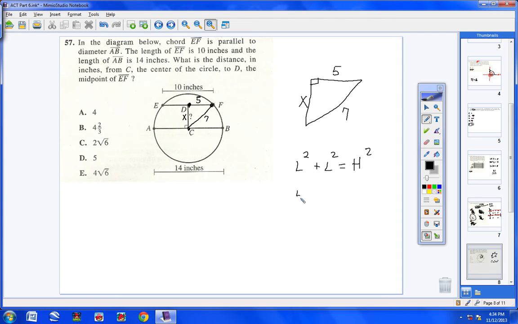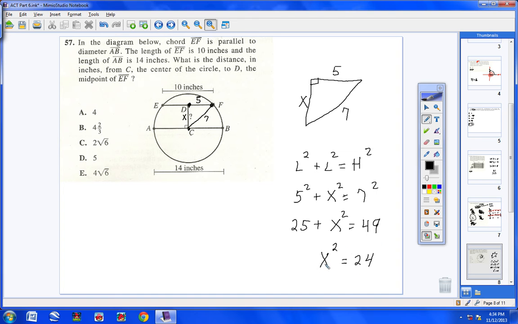So one of my legs is 5 squared. My other leg is X squared. My hypotenuse is 7, so 7 squared. So I have 25 plus X squared equals 49. Now bring your 25 over and make it a negative 25, and when you do that, you're left with X squared equals 24. Bring the 25 over and make it a negative 25, and you will get 24.